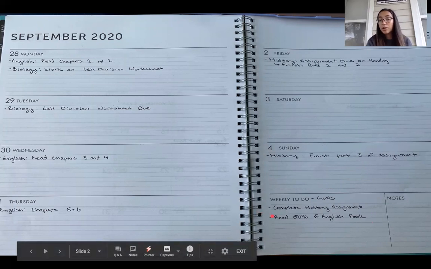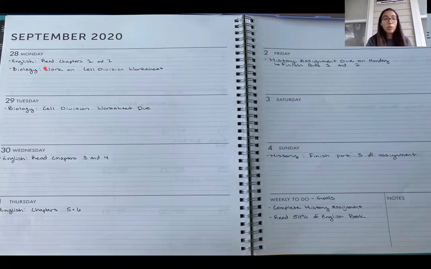Well, let's look at how we're going to read the English book. It's a 12-chapter book. I have to get through 6 chapters. How am I going to get through those? Well, on Monday, I'm going to read 1 and 2. On Wednesday, I'm going to read 3 and 4. On Thursday, I'm going to read 5 and 6.